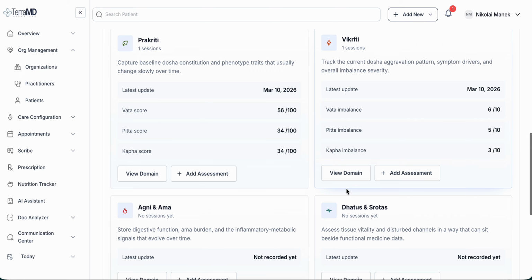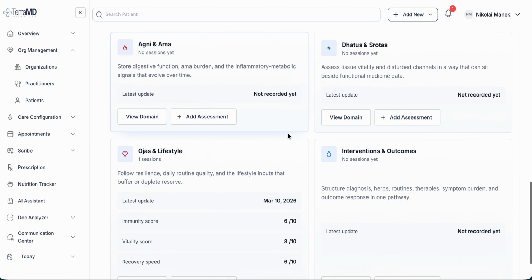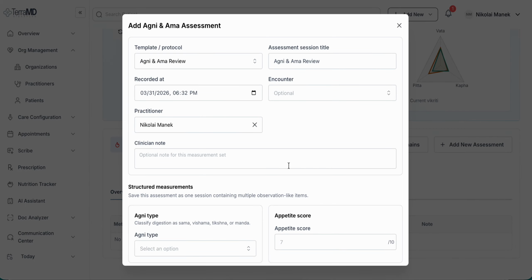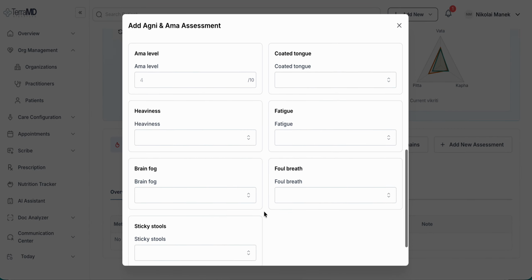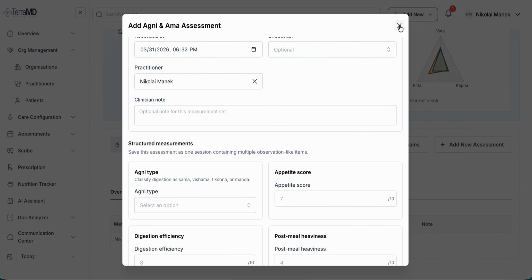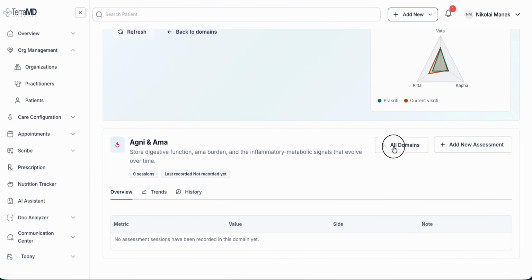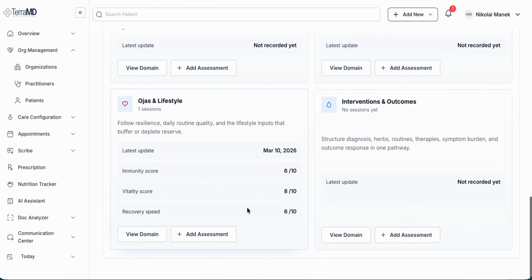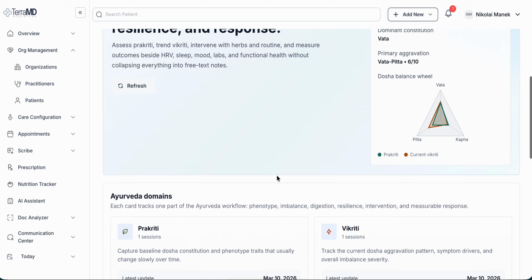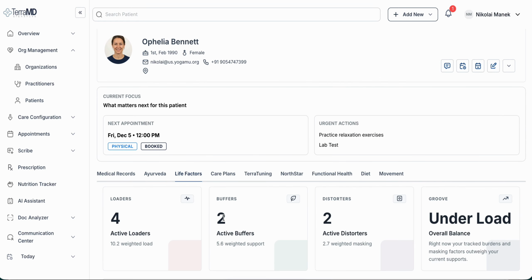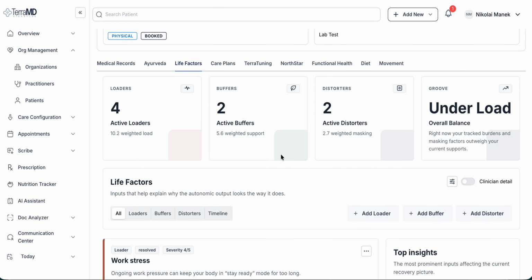You can track all the numbers in Ayurveda. And life factors: loaders, buffers, distorters. Loaders, everything that puts load on your system. Buffers, everything that gives you resilience. And distorters, things that distort the picture.